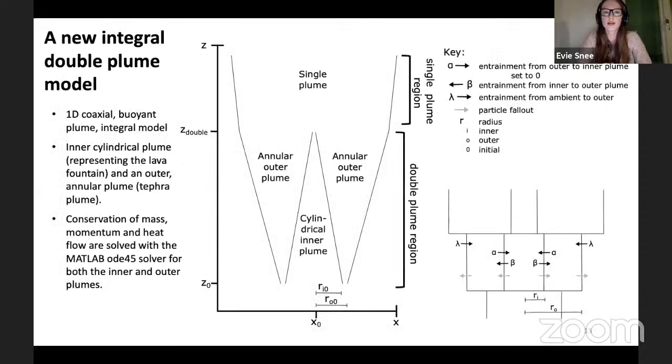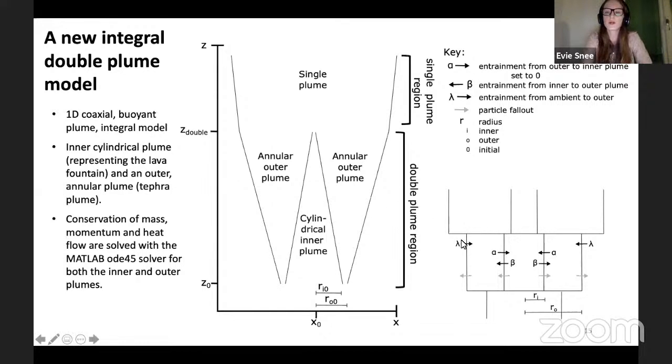So, as with all integral models, we solve the conservation of mass, momentum, and heat flow with an ODE solver, ode45, in MATLAB. But in this case, we have two plumes. We have this inner cylindrical plume, which for us will correspond to the lava fountain, and this is surrounded by an annular shaped outer plume, which for us will correspond to the tephra plume. These two plumes are solved together and are coupled, and they can be coupled in more than one way.